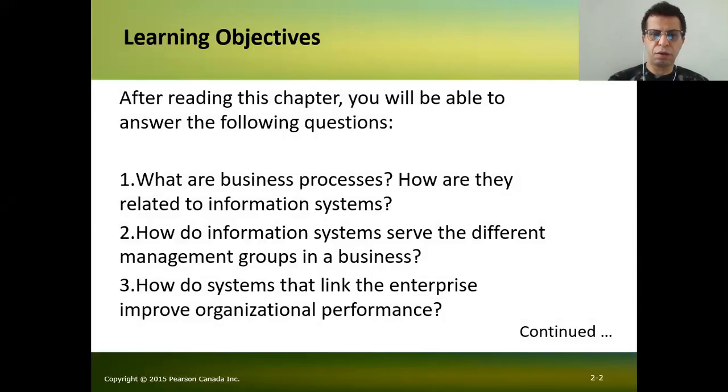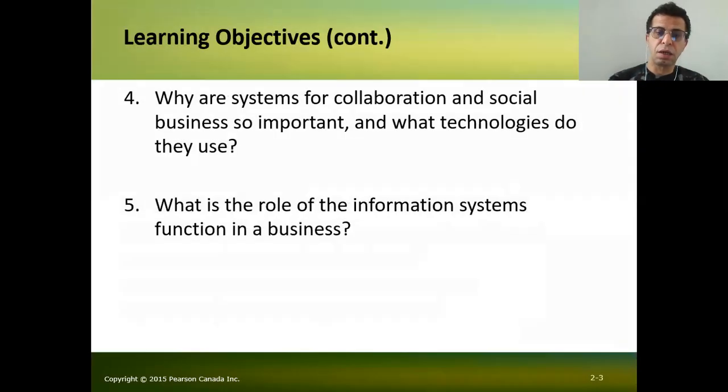And the learning objective is, after reading this chapter, you will be able to answer the following questions. What are business processes? How are they related to information systems? And how do information systems serve the different management groups in the business? How do systems that link the enterprise improve organizational performance?